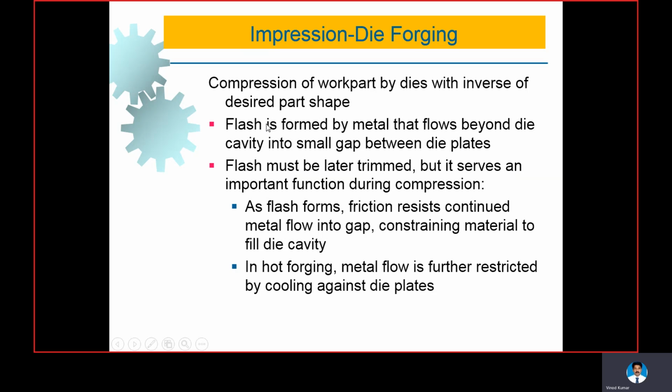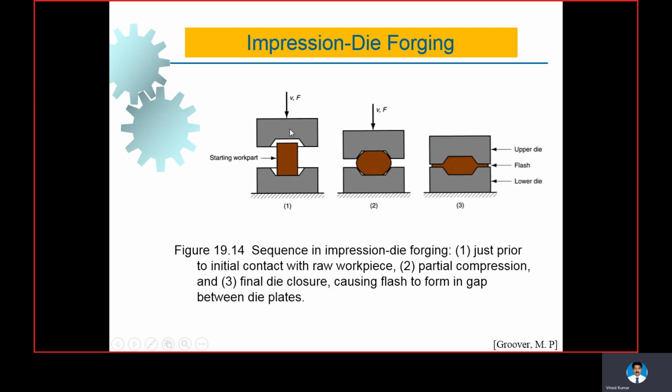So compression of a work part by dies with the inverse of the desired part shape is called impression die forging. And there will be a flash which is formed by the metal that flows beyond the die cavity into the small gap between the die plates. As you can see here, this is the initial compression forging operation, and there is an upper die and a lower die. The cavity consists of the final desired shape of the part.